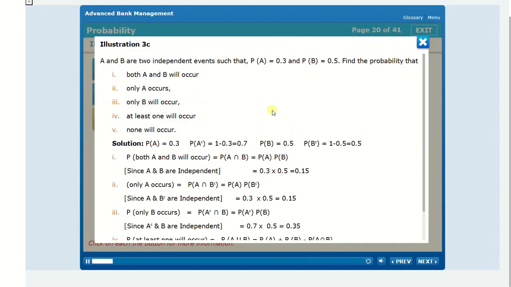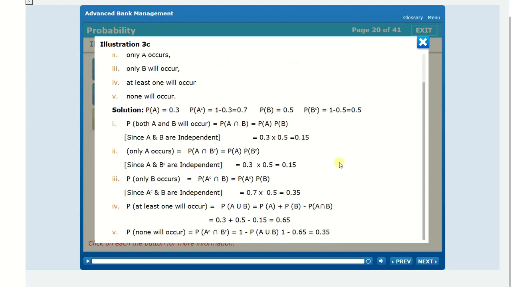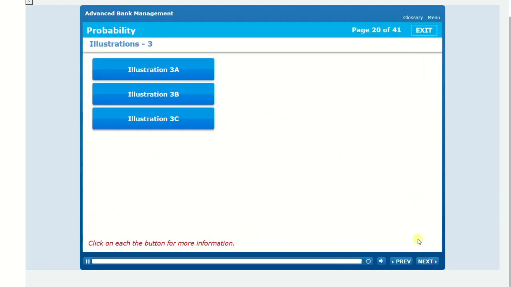Illustration 3c. A and B are 2 independent events such that P of A equals 0.3 and P of B equals 0.5. Find the probability that 1. both A and B will occur, 2. only A occurs, 3. only B will occur, 4. at least 1 will occur, 5. none will occur. Solution.